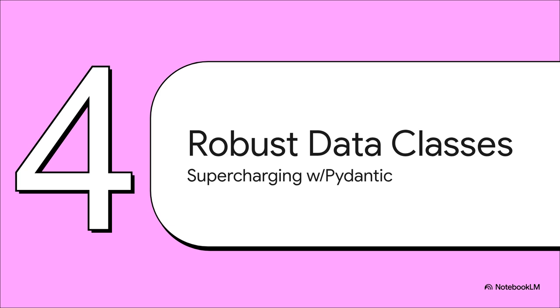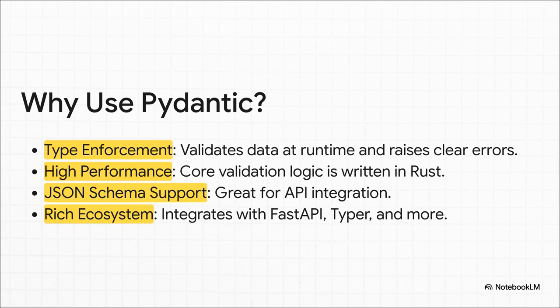Things like configuration objects, API requests, all that stuff. For those, the absolute gold standard is Pydantic. Pydantic is like a data class on steroids. It enforces your types at runtime, so it validates data the second you try to create an object. And because its core is written in Rust, it is incredibly fast, which is perfect for production APIs.